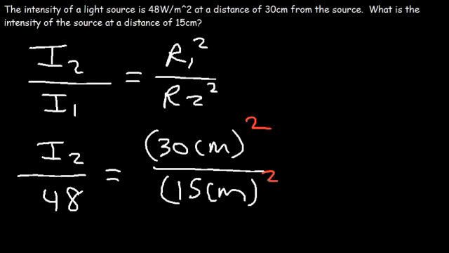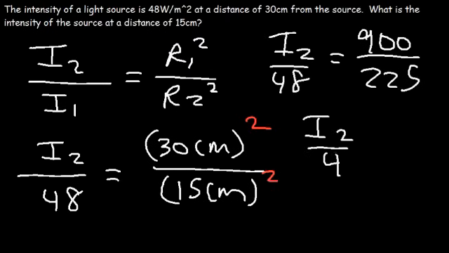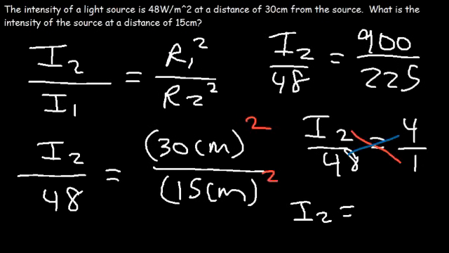So how can we solve it? 30 squared is 900. And 15 squared is 225. 900 divided by 225 is 4. So I2 divided by 48 is equal to 4. So if we cross multiply, I2 times 1, which is I2, is equal to 4 times 48, which we know to be 192. So it's 192 watts per square meter.